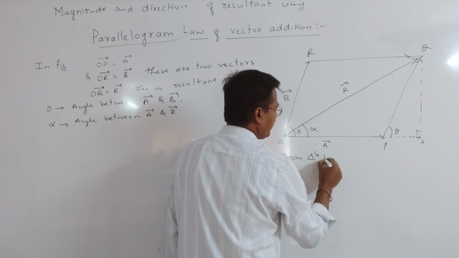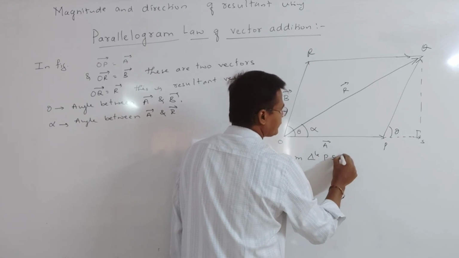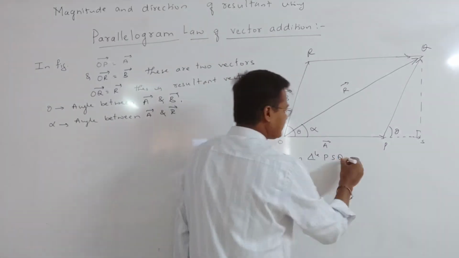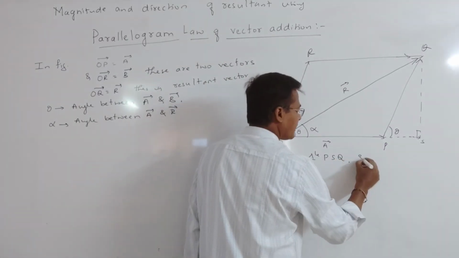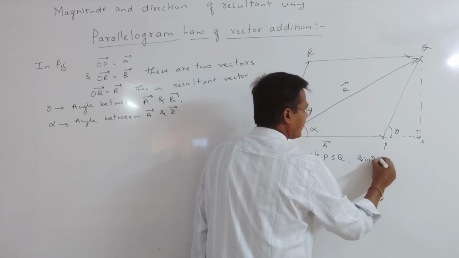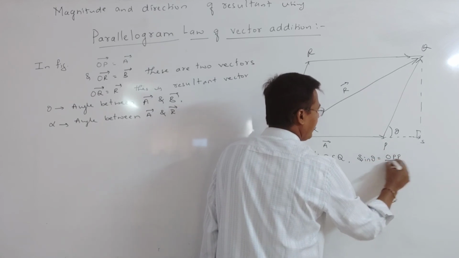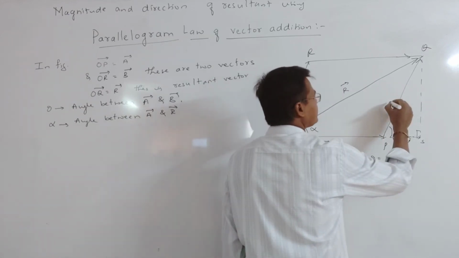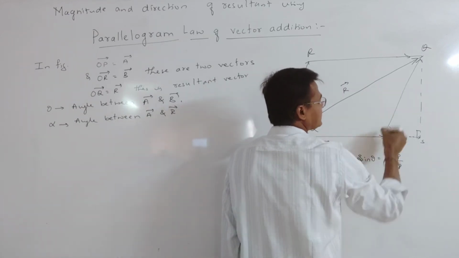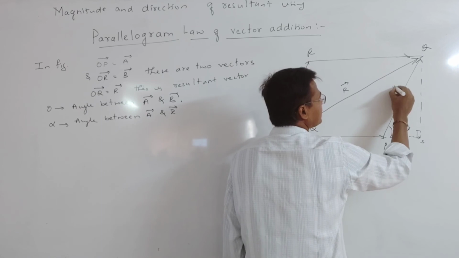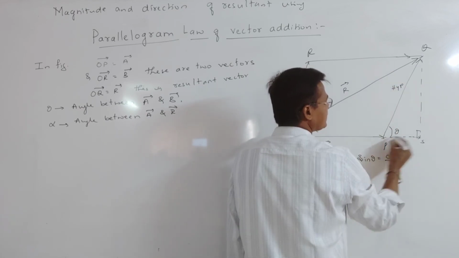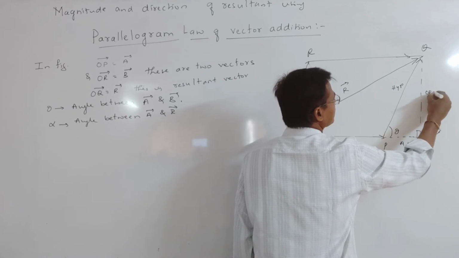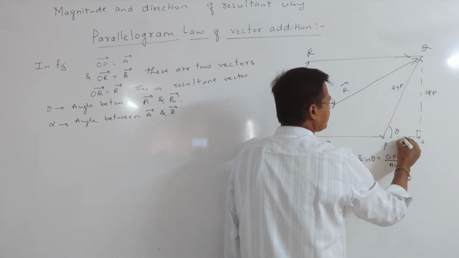Okay, so PSQ, one triangle we are taking, PSQ. So sin theta equals, using the trigonometry function, opposite by hypotenuse. Okay, so this is the hypotenuse, PQ. This is the adjacent and this is the opposite. So that is the opposite we are considering.